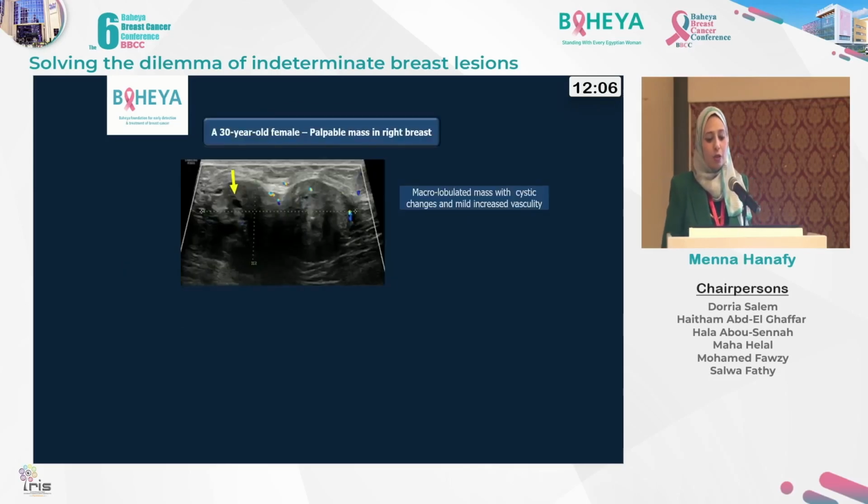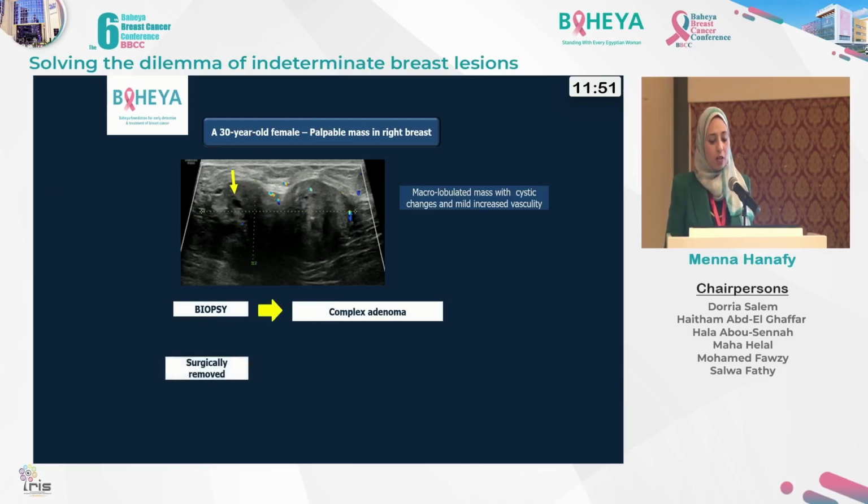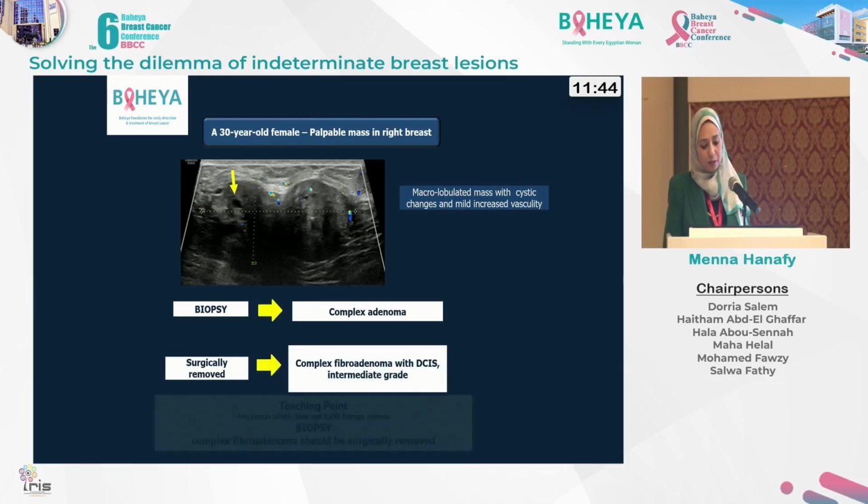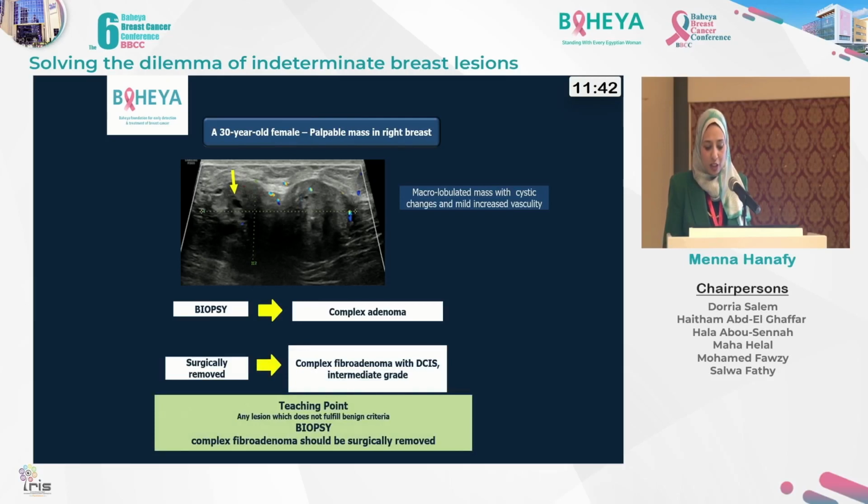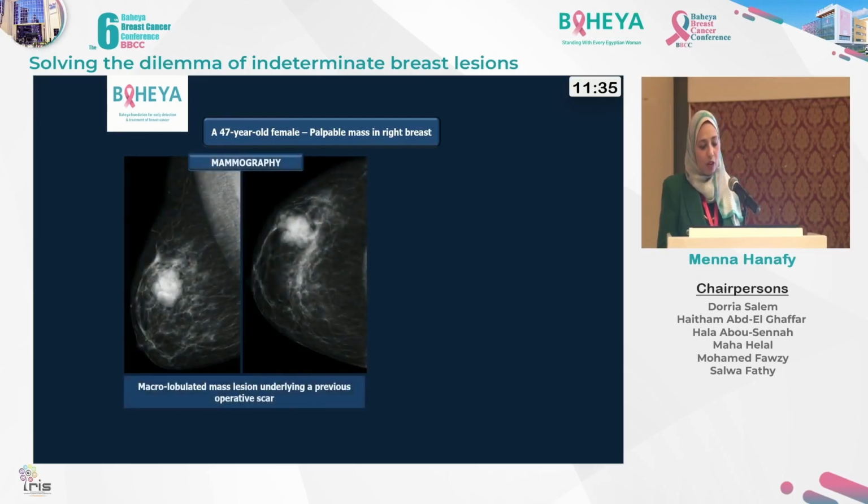A 30-year-old female patient presented with palpable mass in right breast. Her ultrasound revealed macrolobulated mass with cystic changes and mild increased vascularity. Biopsy was done, revealing complex fibroadenoma. When it was surgically removed, it was complex fibroadenoma with DCIS intermediate grade. Teaching point: any lesion which doesn't fulfill benign criteria should be biopsied, and complex fibroadenoma should be surgically removed.